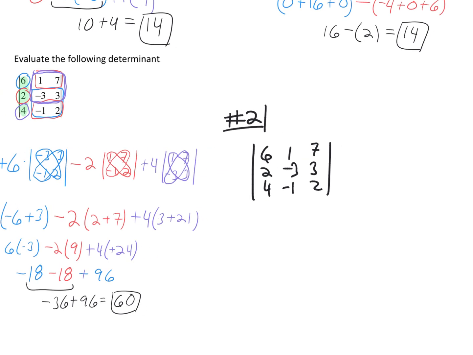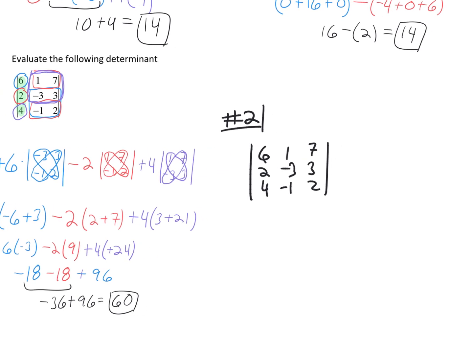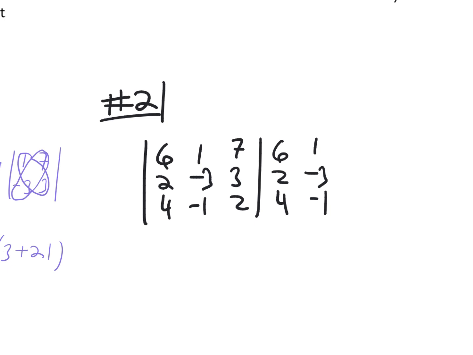And then right outside is just going to be the first 2 columns repeated. So it's going to be a 6, a 2, and a 4, a 1, negative 3, and negative 1. And then you're just going to multiply the major diagonals. All right, so let's do 6 times negative 3 times 2. What does that get you?